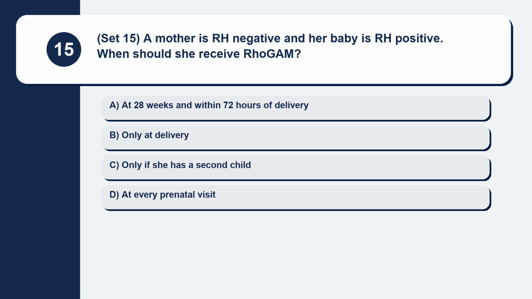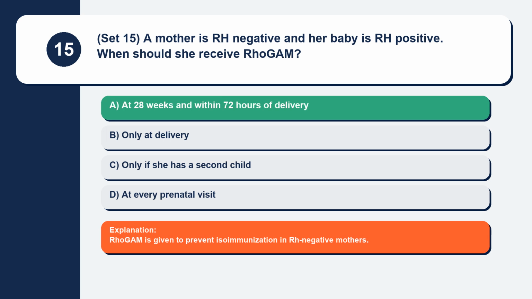Question 15. Set 15. A mother is Rh negative and her baby is Rh positive. When should she receive RhoGAM? At 28 weeks and within 72 hours of delivery. Only at delivery. Only if she has a second child. At every prenatal visit. RhoGAM is given to prevent isoimmunization in Rh negative mothers.